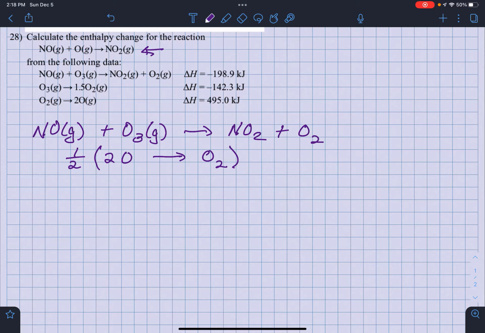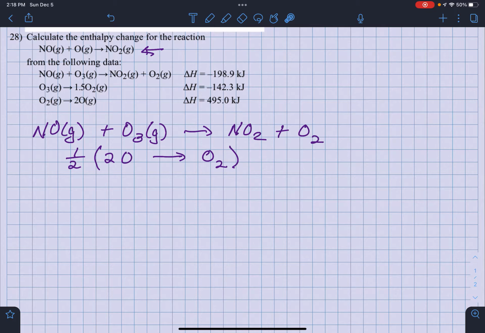All right, and then we're going to notice that at this point we have some things that we don't want in our reaction. We've got ozone, which is not in the overall reaction here. We need to get rid of that. We've also got O2 that is not in the overall reaction. We need to get rid of that. And we'll also note that we've got this 1/2 O2 down here at the bottom.